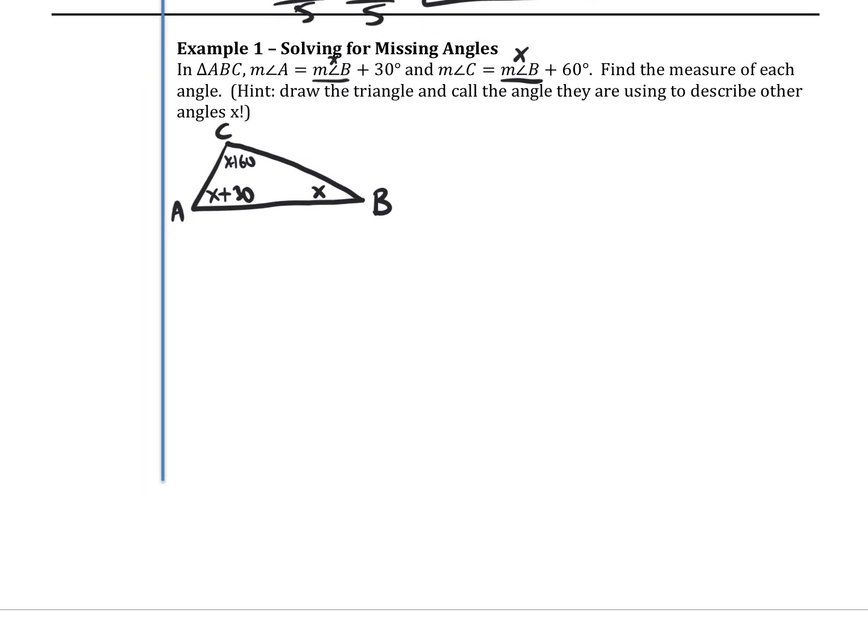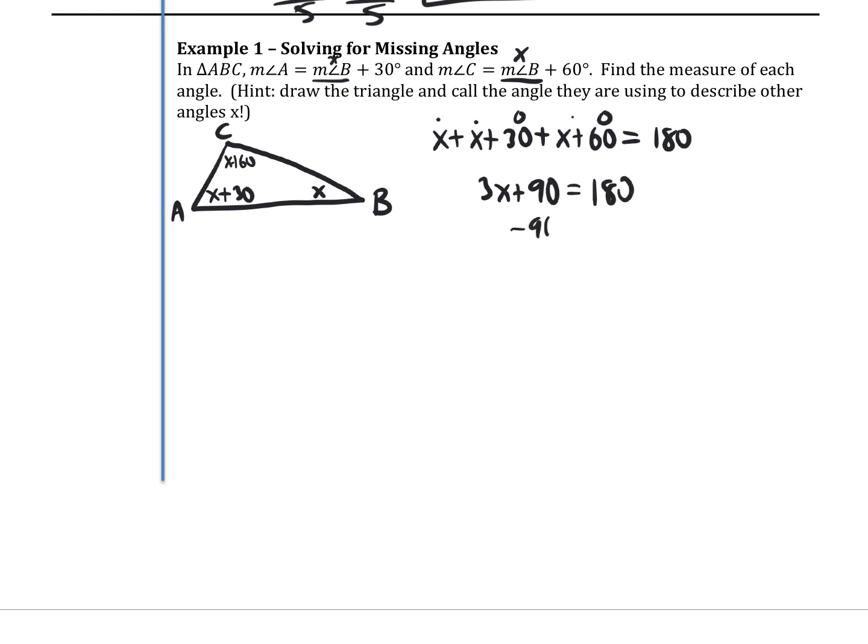Which means that all the angles add up to what? They add up to 180. So we're going to do x plus 30 plus x plus 60 equals 180. All right, let's combine like terms now. We got x and x. We have 30 and 60. We have 3x plus what, 90 equals 180.